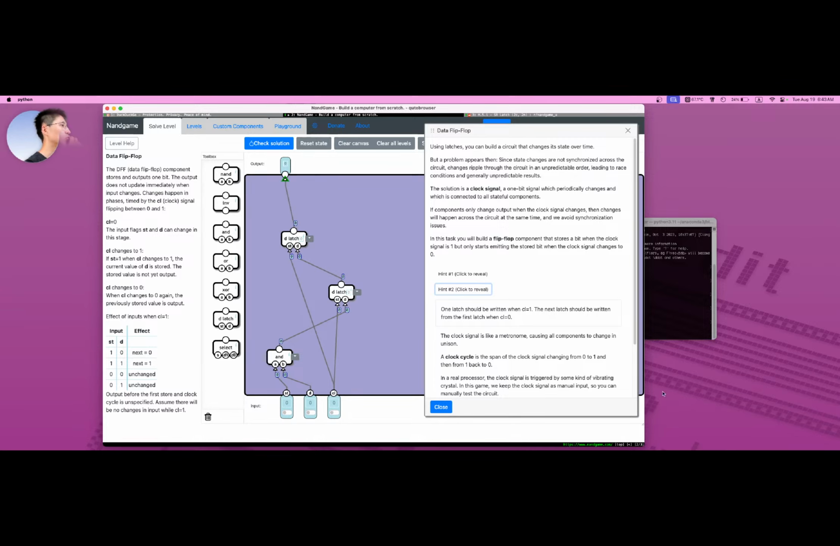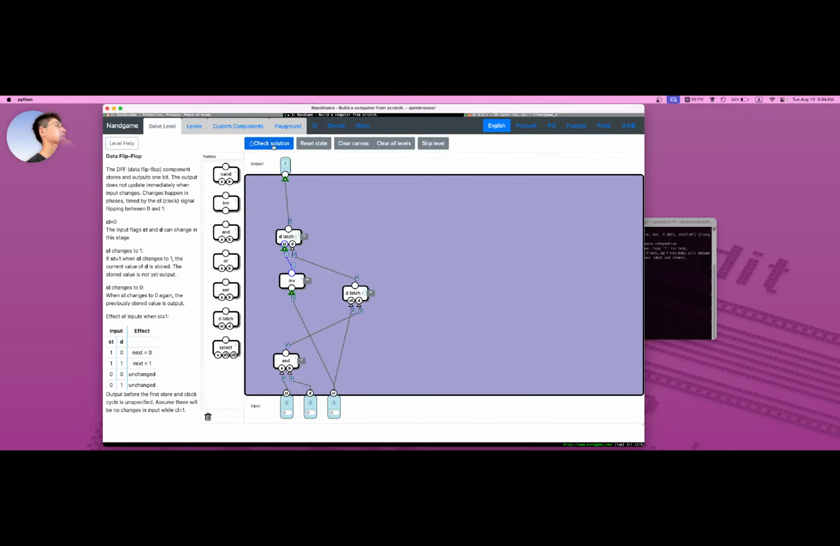Guys, this is a tough question. But here, when we set clock to 0, this latch should be written from the first latch. The value from here should be written to here. I need inversion in that case, right? That makes sense. To use two latches. Yes, fine.